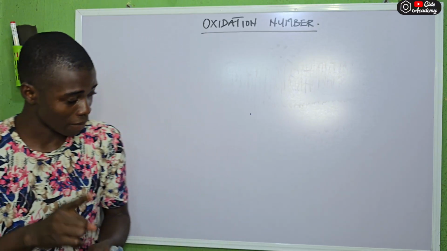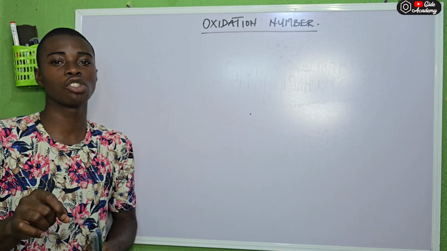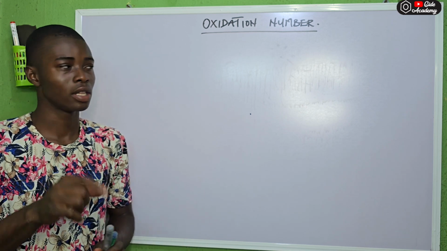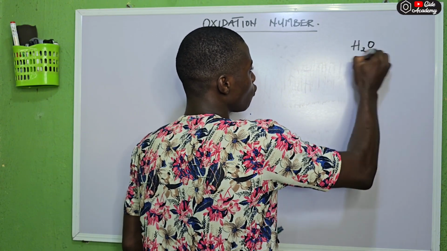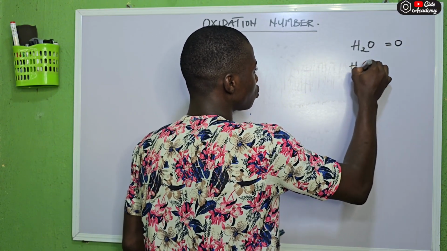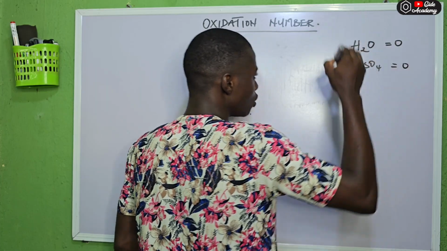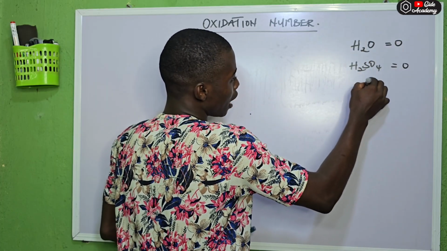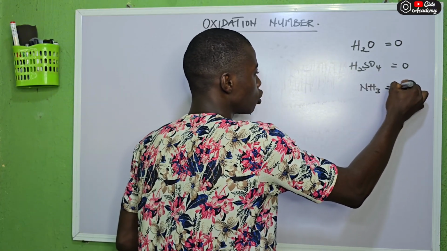Please take note of this: every compound in the periodic table has the oxidation number of 0. Now let me explain this. Water is a compound. The oxidation number of water is 0. H2SO4 is a compound. The oxidation number of this is 0. What about ammonia? This is a neutral compound. The oxidation number is 0.